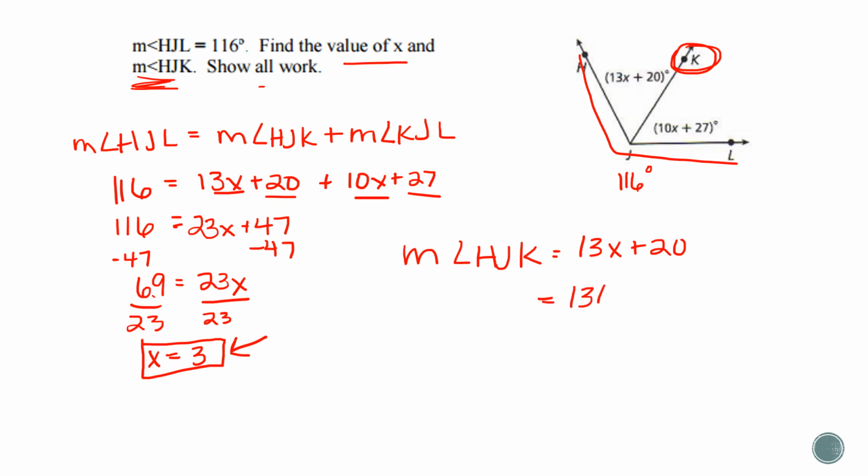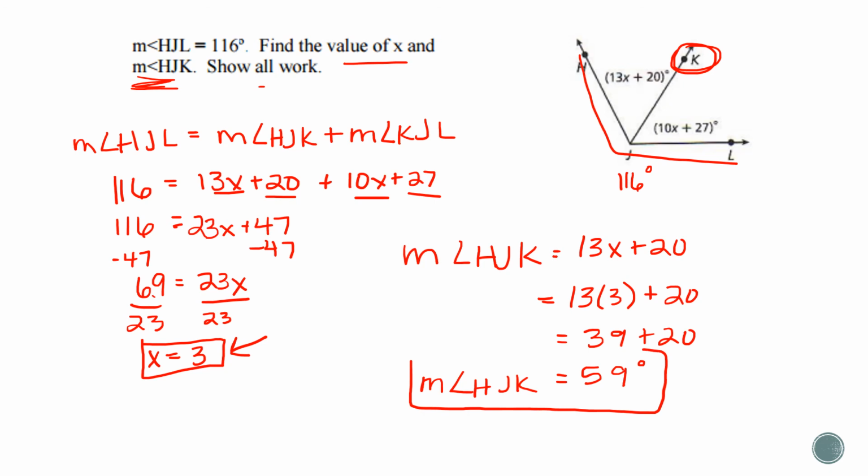So 13 times 3 plus 20. 13 times 3 is 39 plus 20. 39 plus 20 is 59. So 59 degrees is what the measure of angle HJK is. Now, did I figure out all that it asked me to solve for? Yes, so let's go on to the next example.